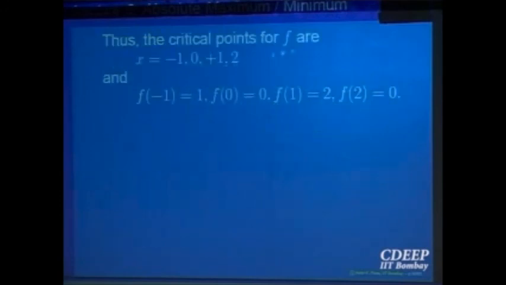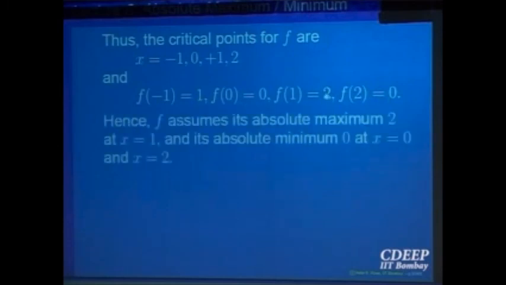Okay. So these are the critical points. Find the values at the critical points: minus 1, 0, plus 1 and 2. Find the values and compare: 1, 0, 2, 0. So 2 is the largest value and 0 is the smallest value. So that is the absolute maximum and the absolute minimum.